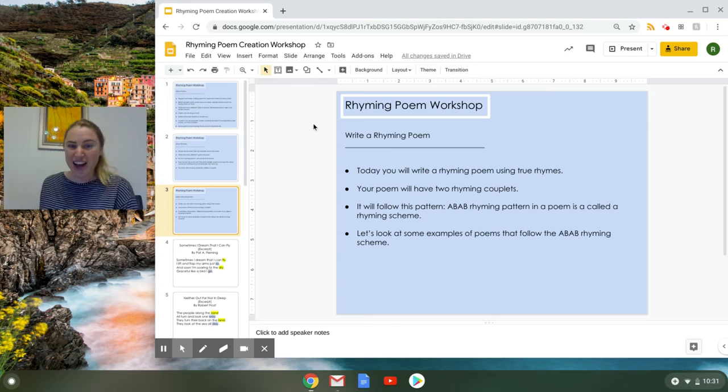So let's talk about how we're going to write a rhyming poem. Today, you will write a rhyming poem using true rhymes. Your poem will have two rhyming couplets. So remember, that's that pair of lines that have rhyming words. It will follow this pattern: A, B, A, B.